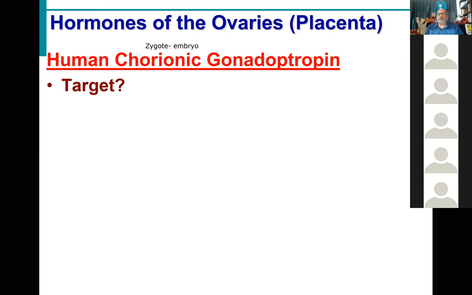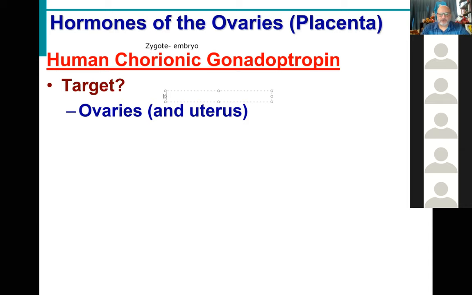What's cool about human chorionic gonadotropin is that it stimulates the corpus luteum directly. So you maintain a big full corpus luteum and you keep high levels of estrogen and high levels of progesterone. So it actually targets the ovary, specifically targeting the corpus luteum to maintain that corpus luteum. And it helps to maintain the uterus as well, because we are going to have high levels of progestins.